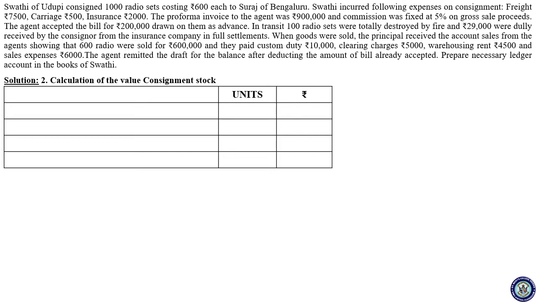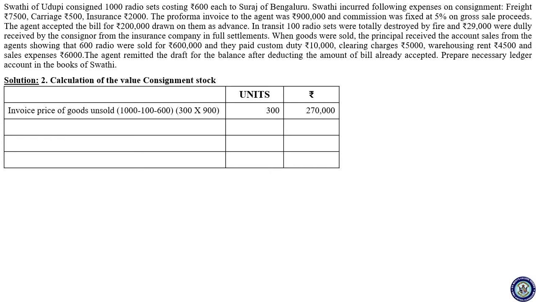Check your answer. First, you have to take the invoice price of goods unsold. So now you have to find the unsold units. 1,000 was consigned, and 100 were lost in transit. So 900 is the units received by the consignee. Out of 900, he sold 600 units, right? So the remaining units is 300. That is 1,000 minus 100, that is the loss, and 600, that is sales. So you are left with 300, and you have to take the invoice price. So the invoice price is 900.